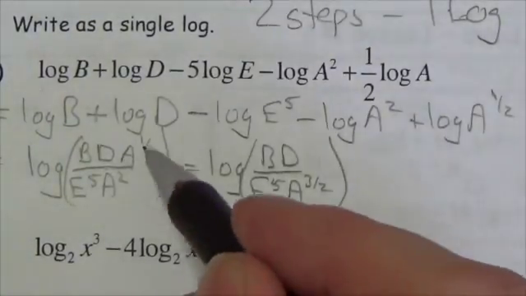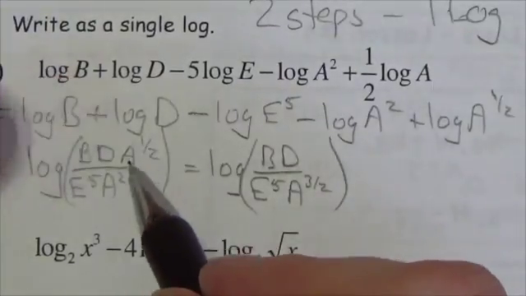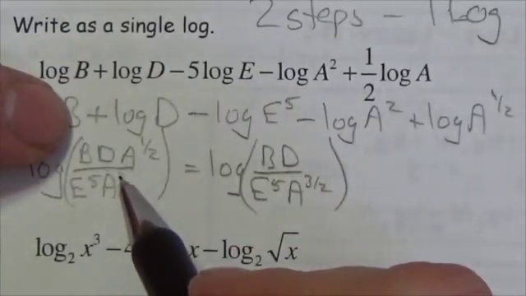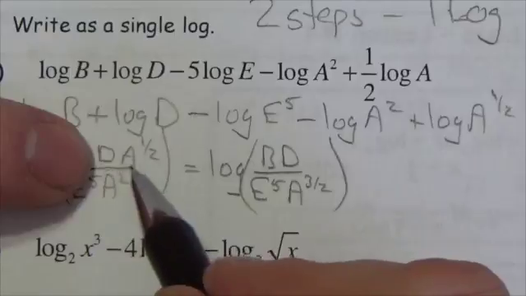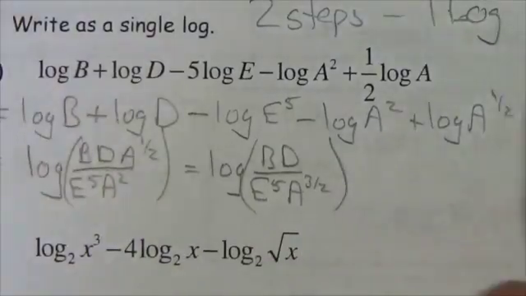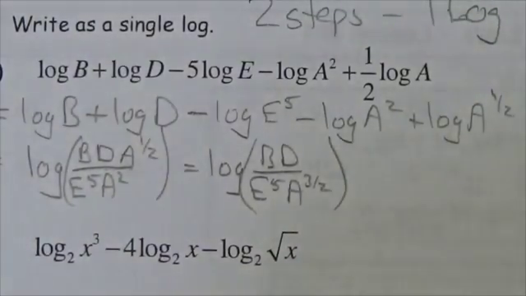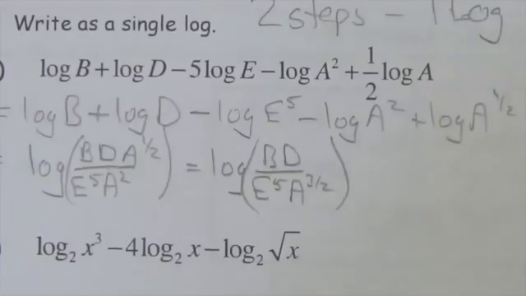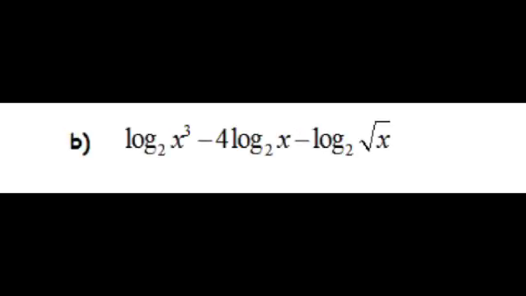If you're not quite sure where that's coming from, the exponent here is going to be 1/2 minus 2, because division becomes subtraction in the exponent. That's going to be negative 3/2, which pushes it into the denominator. And there you go. The log base 2 of x cubed minus 4 times the log base 2 of x minus the log base 2 of the square root of x.